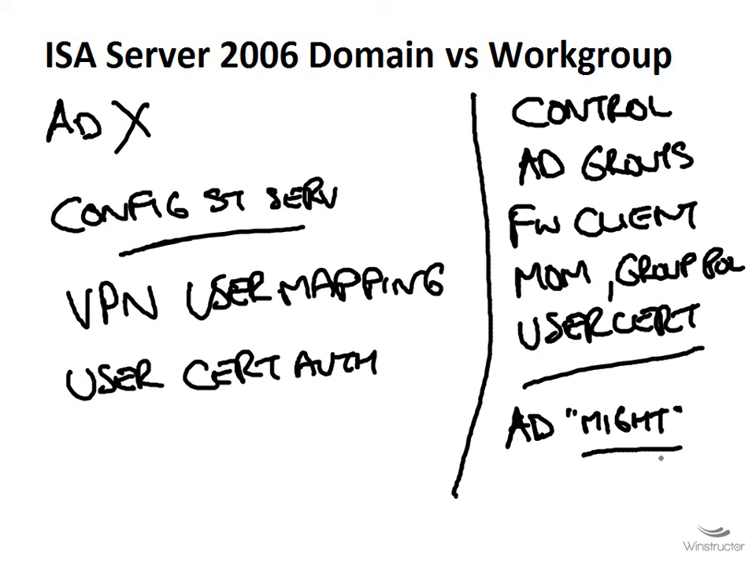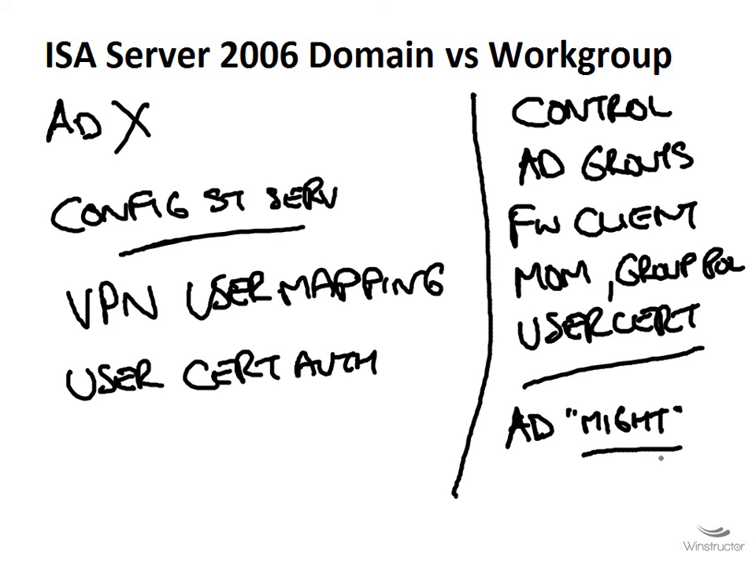It might. But then again, it might not. But if you believe the press, there hasn't been one single incident of any ISA server ever being compromised if it was properly configured in the first place. Therefore, if your firewall is compromised, it really doesn't matter if it's a domain member or not.